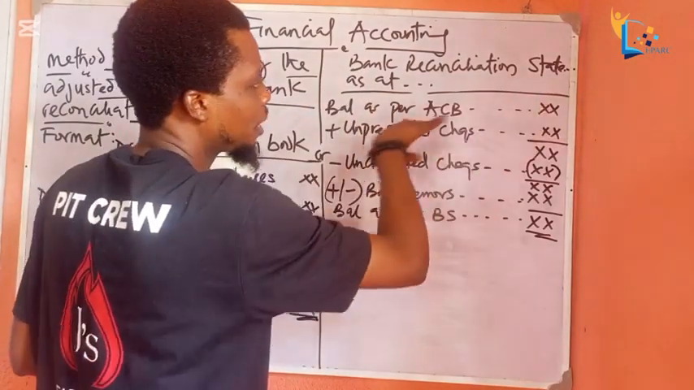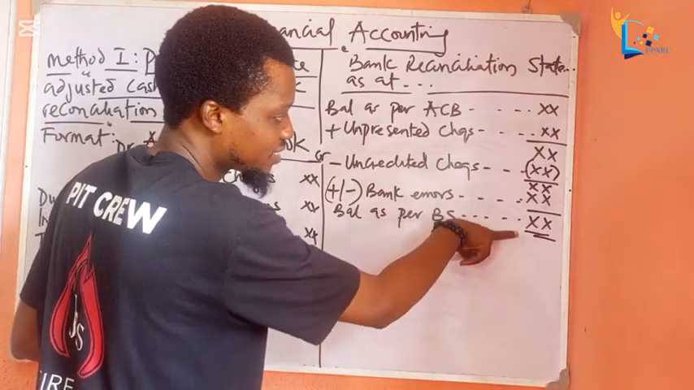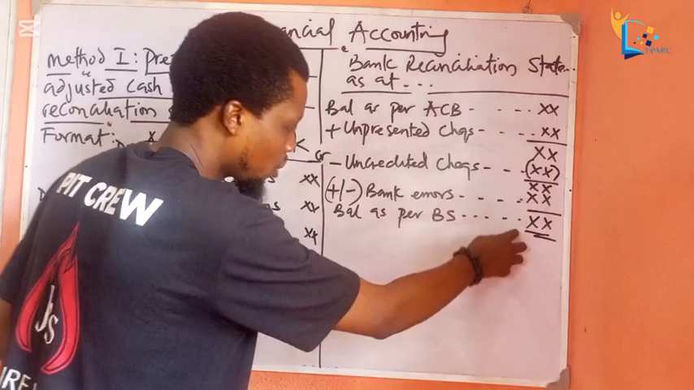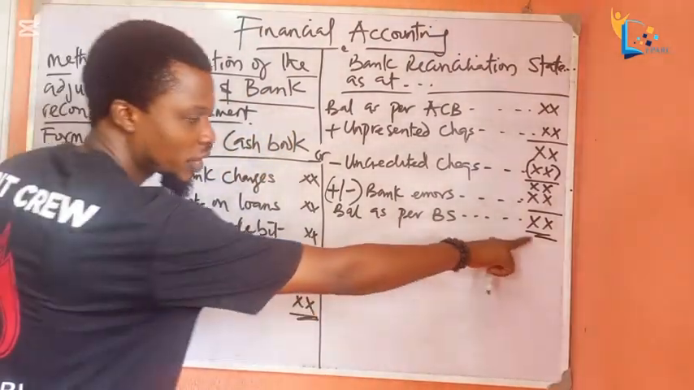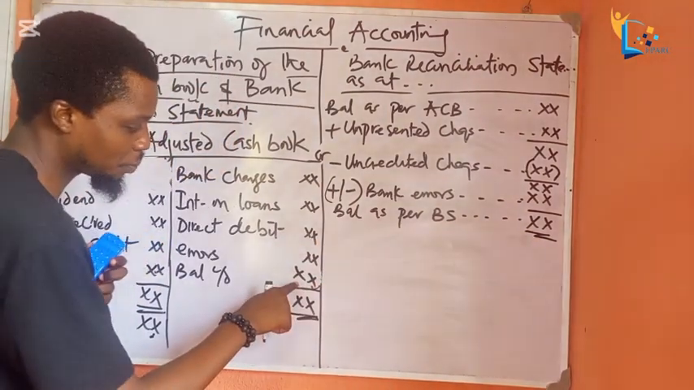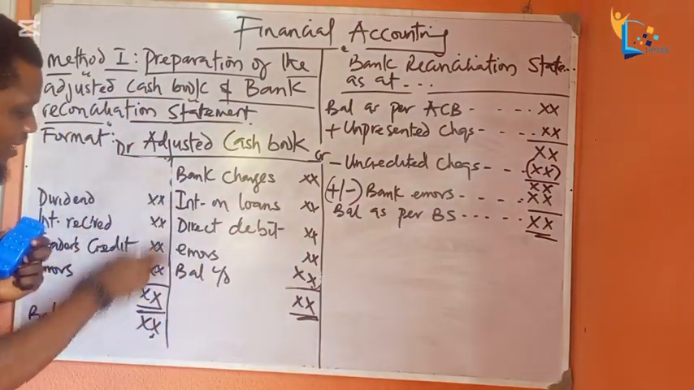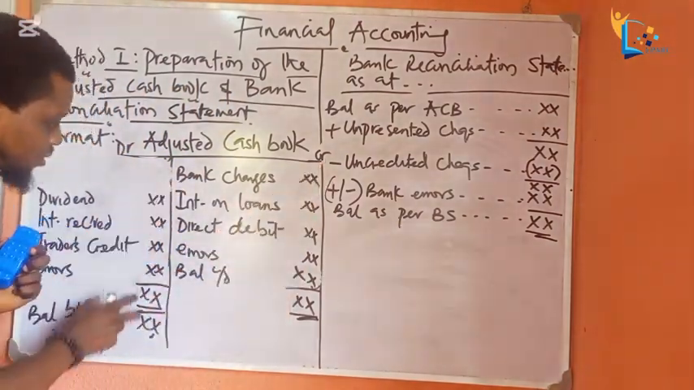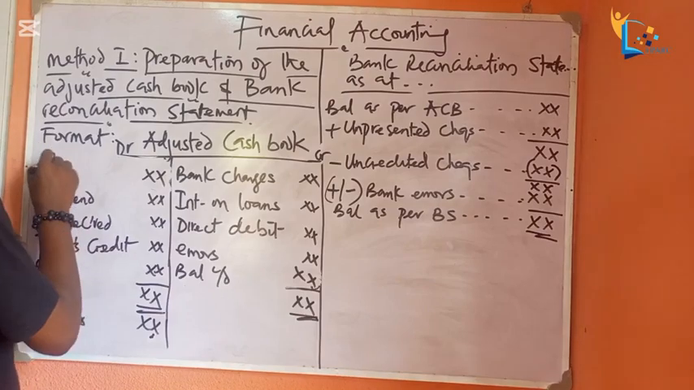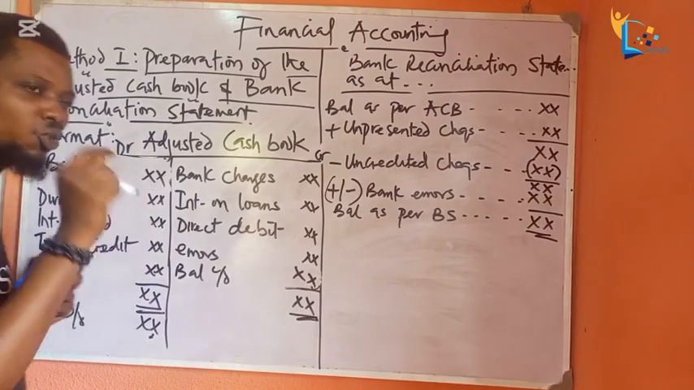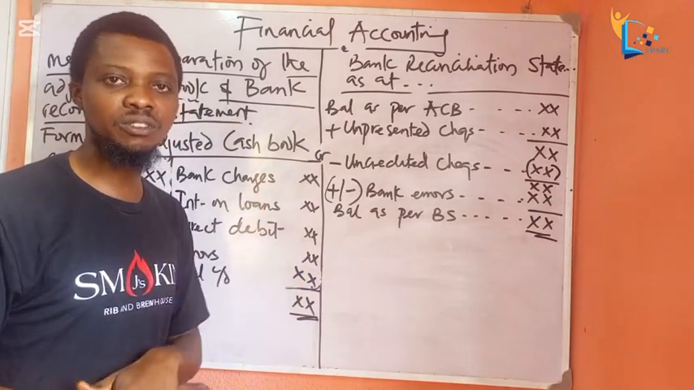Then when you start with balance as per bank statement, you enter everything. Then the balance you get here is the balance as per adjusted cash book. That will be the balance you put here. Then when you add and make your deductions, the balance that you get is the opening balance, the balance brought down. That is how you get the opening balance for the adjusted cash book.